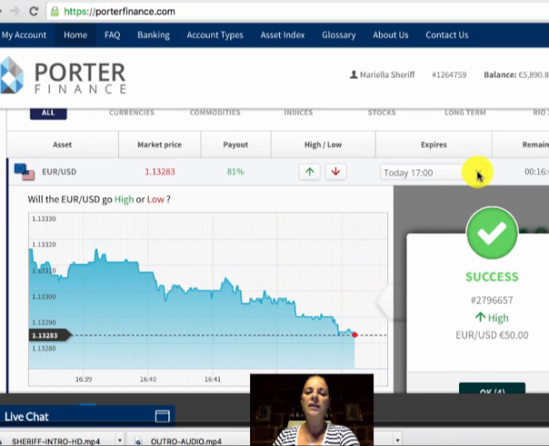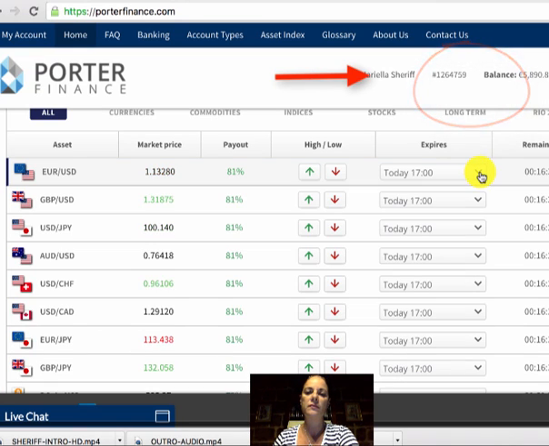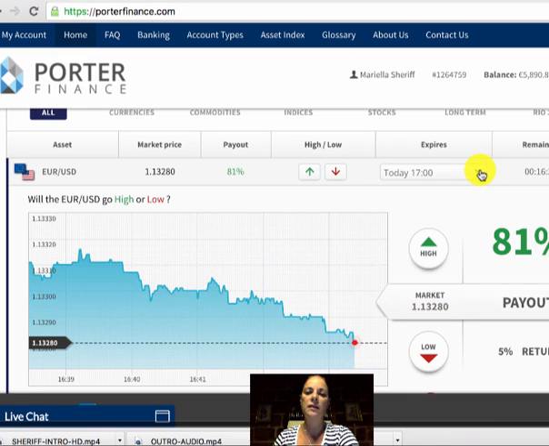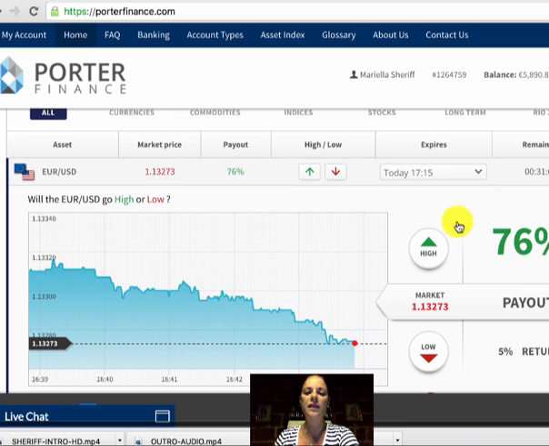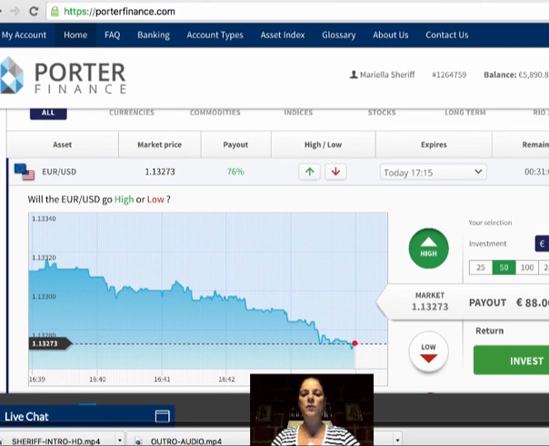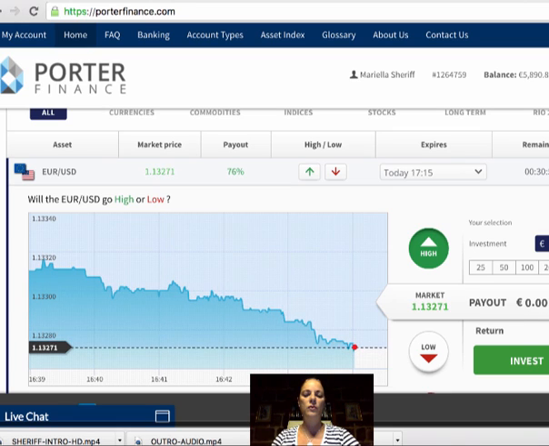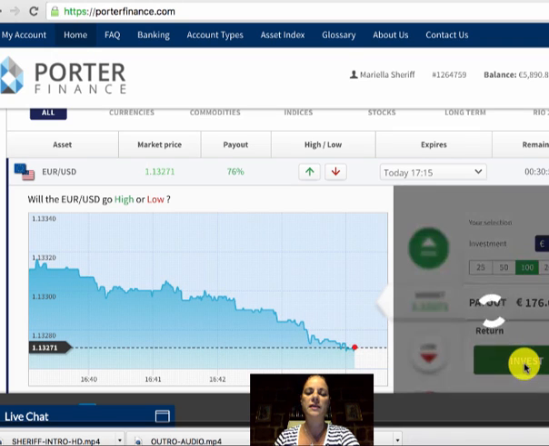But more importantly, we will be taking another trade for a longer time frame, and that will be a trade that will expire in half an hour. Again, we will go for a high, and this time we will take this for 100 euros. And we shall invest.